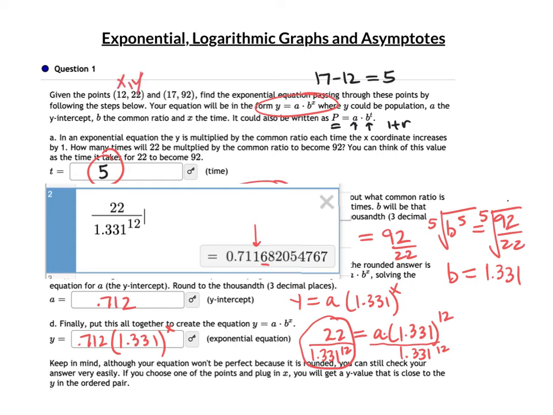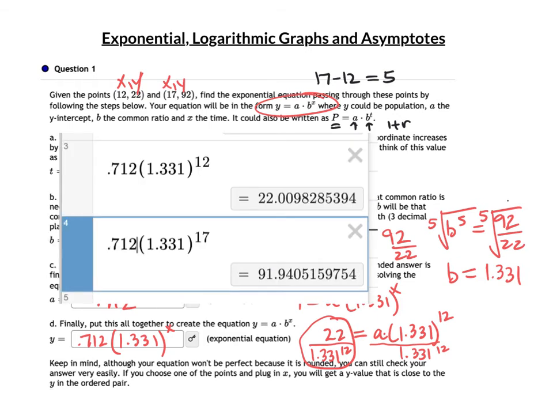X, y, plug in the x and see if you get the y. Because we've rounded, our answers won't be perfect, but they will be very close. And you can see that when I plug in 12 for x, I get very close to 22 for y. And when I plug in 17 for x, I get very close to 92 for y. I know I'm correct.